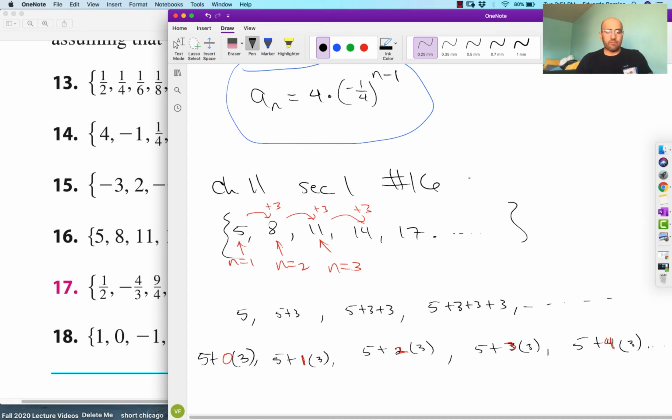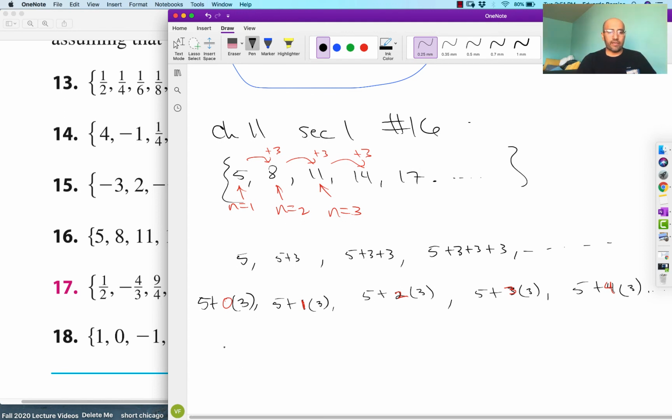Okay, so if I let this be my formula, at this point I can think of 5 plus n times 3. But then n equals 0 would be that first one there, and then n equals 1 would be the second one. But that's not what I want. I want n equals 1 to be the first one. So I want to fudge this a little bit and rewrite it as 5 plus, and then let's make it n minus 1, times 3.